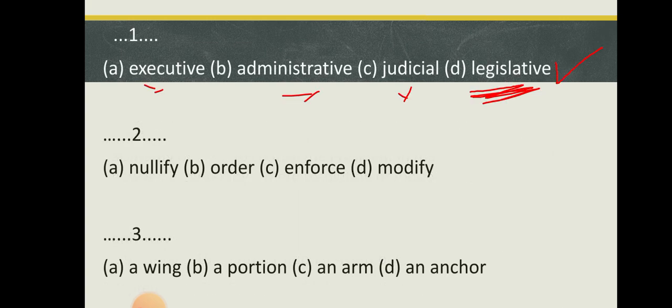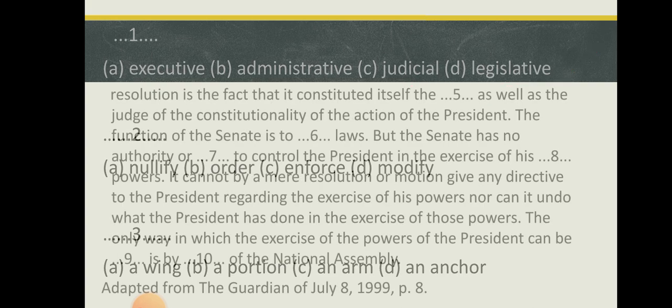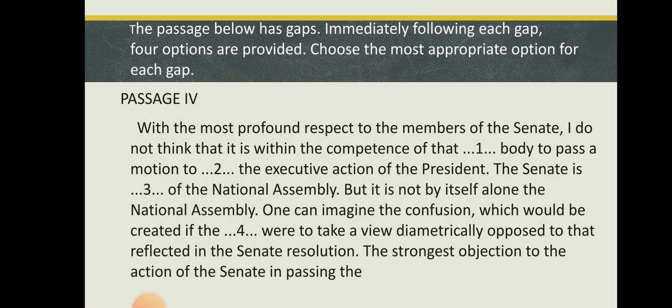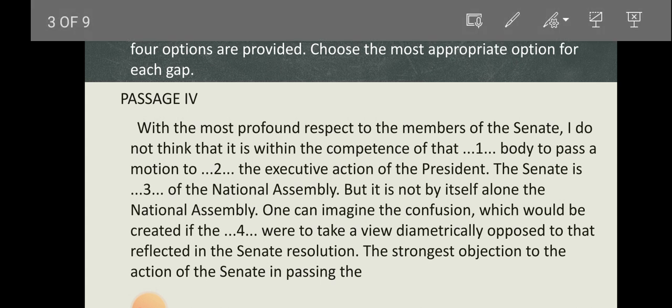Now question 2 says: to modify the executive action of the president, to enforce the executive action of the president, to order the executive action of the president, and to nullify the executive action of the president. And one other thing is that when you are reading some of this passage, you will use another method, which is the word that collocates with the next one. What I mean by the word that collocates is the word that can go in line with the next one. Let's assume that after this motion to dash the executive, blah blah, that word that can suit this gap between the motion to the dash, this number 2, let me point it here so you understand.